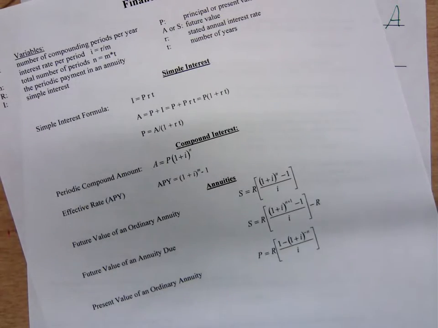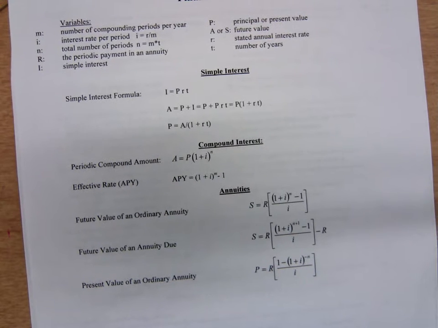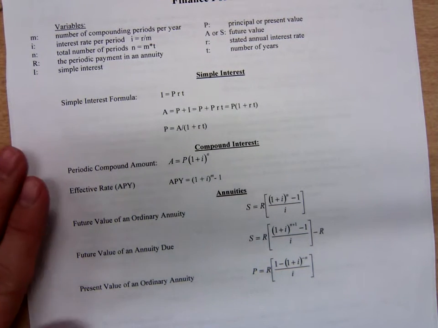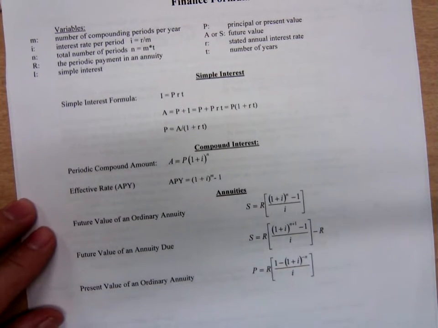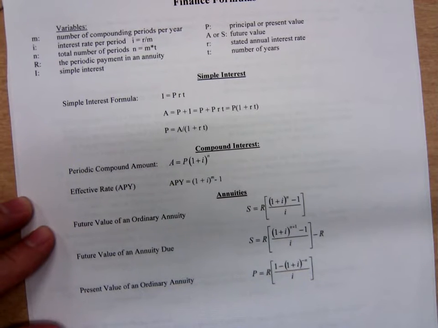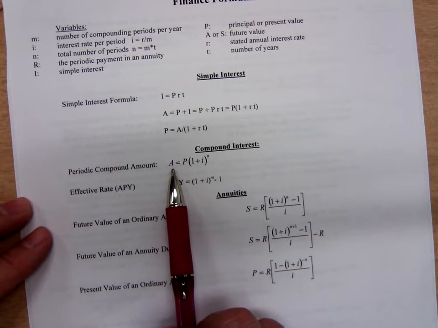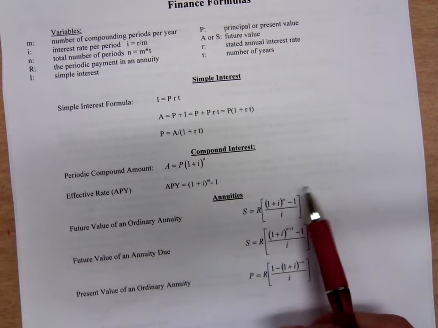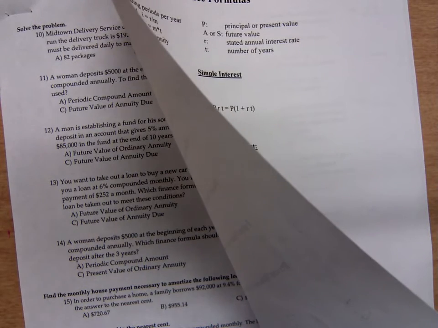Number 11 begins the financial math with the little formulas. Okay, so let's review. Well, the simple interest formula, I equals PRT. I'm not even sure if that pops up on here. We have the periodic compound amount formula. Effective rate, I'm not sure if that wound up on this or not. I don't think it did.